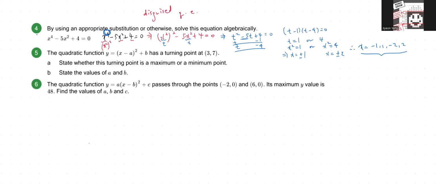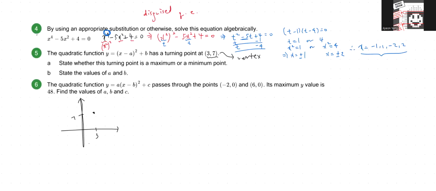Okay, let's move to question number 5. It has a turning point 3, 7. So let's say there is 3, 7, 3 and 7. This is a turning point. Turning point means the vertex of this quadratic function. And since the coefficient of x squared is positive, it means that the graph shape looks this way. So this point is the lowest point of this graph, so it's a minimum.